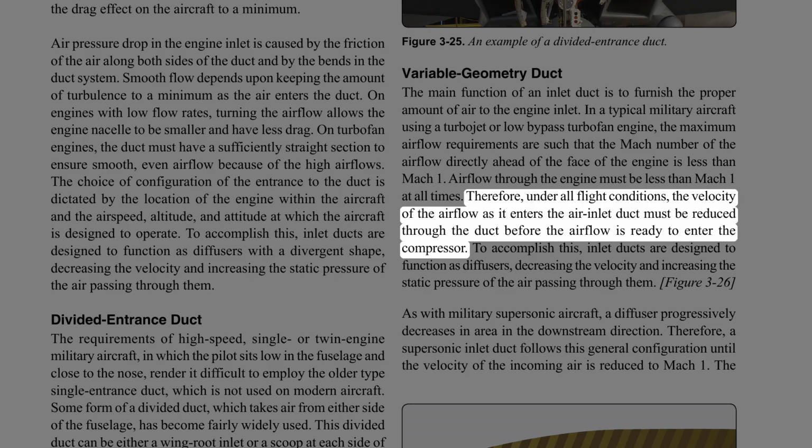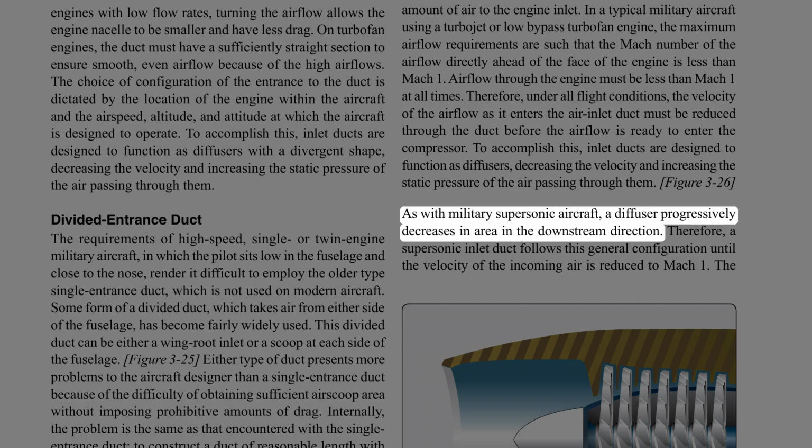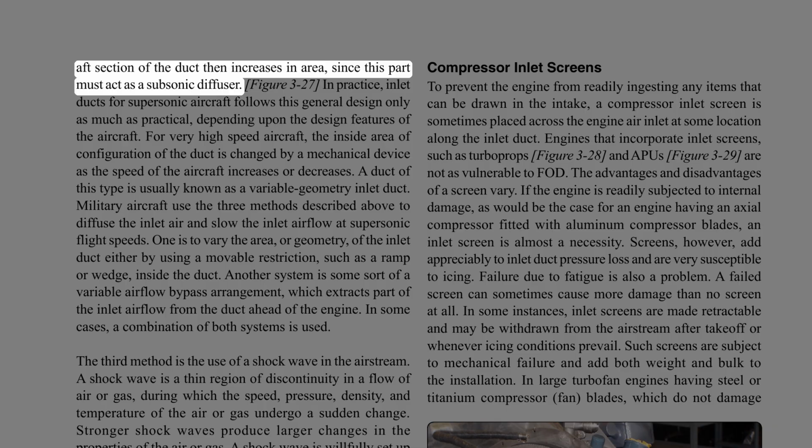Therefore, under all flight conditions, the velocity of the airflow as it enters the air inlet duct must be reduced through the duct before the airflow is ready to enter the compressor. To accomplish this, inlet ducts are designed to function as diffusers, decreasing the velocity and increasing the static pressure of the air passing through them. As with military supersonic aircraft, a diffuser progressively decreases in area in the downstream direction. Therefore, a supersonic inlet duct follows this general configuration until the velocity of the incoming air is reduced to Mach 1. The aft section of the duct then increases in area, since this part must act as a subsonic diffuser.